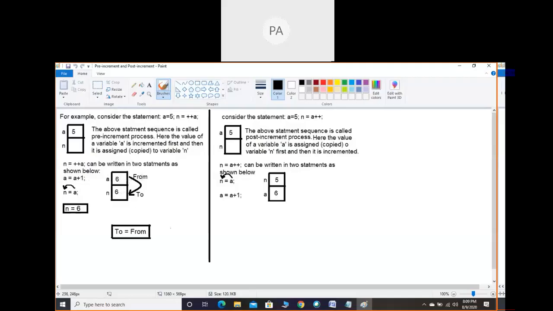So you just look at this diagram from equals to. That means from which variable you are copying, you write there. To which variable you are copying, you should write there. So finally, the n value will be 6. Okay, understood. I hope people have understood.